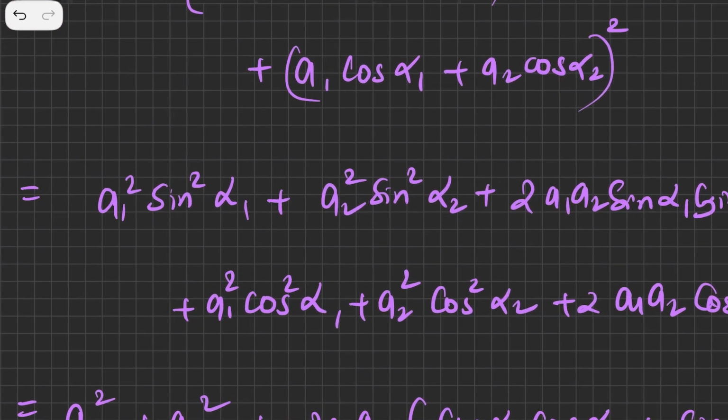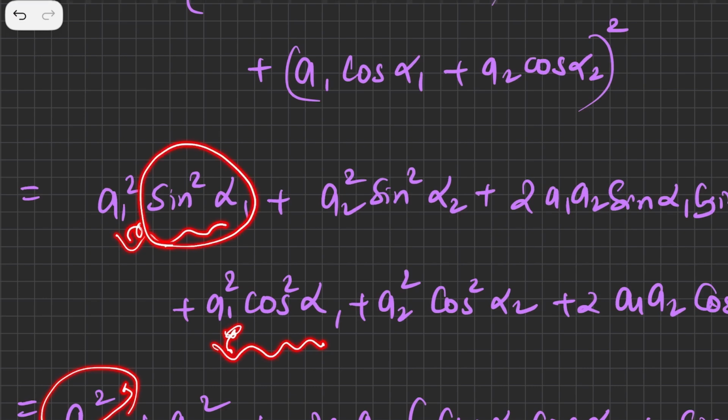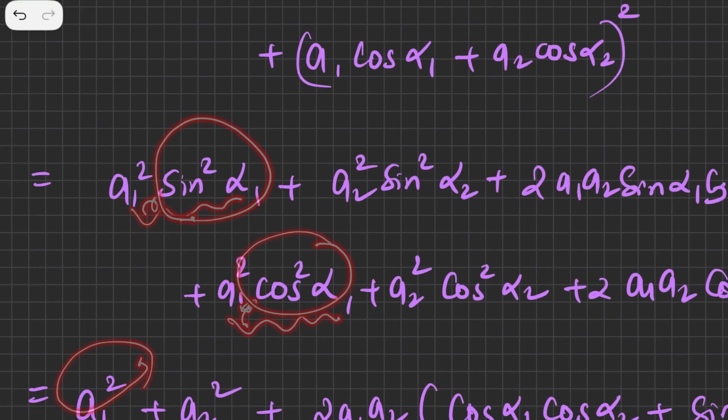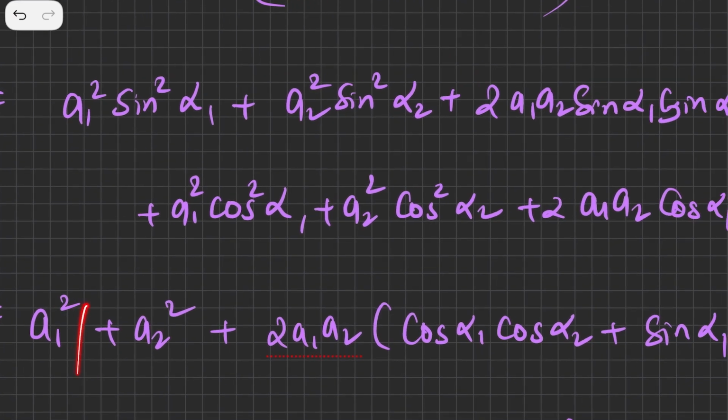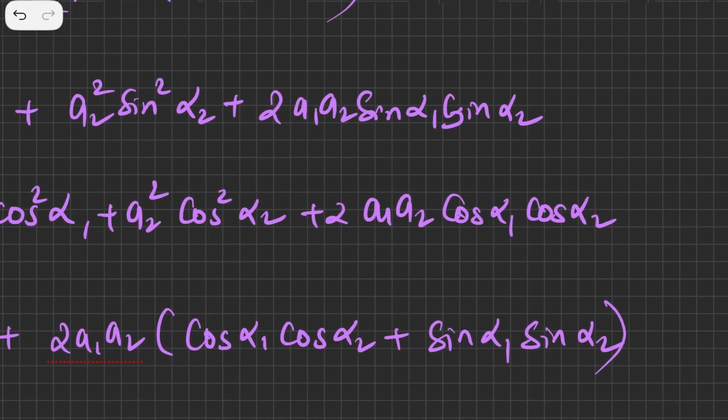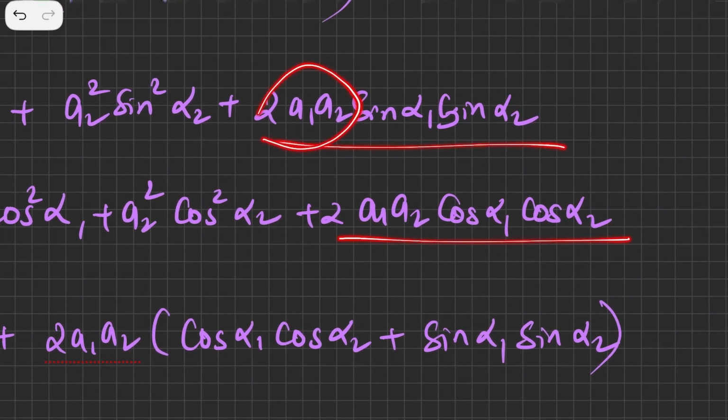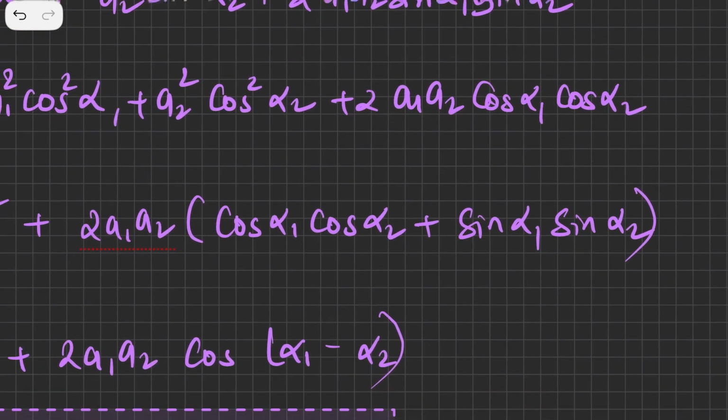Now you can just check the first term and the fourth term. You will see that a1 square is common, so I have taken a1 square common outside, and sine square alpha 1 plus cos square alpha 1 goes to 1, so that's why we have not written it. Then comes a2 square in the second term, and in the fifth term a2 square is common, so a2 square is common outside, sine square alpha 2 plus cos square alpha 2 goes to 1. And lastly, in these two terms I see 2a1 a2 is common.